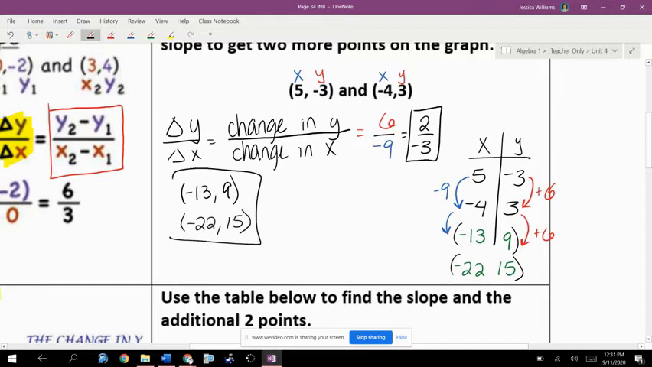Are those the only other 2 points on this thing? Of course not. Those are just the easiest ones for me to find by keeping the pattern going.